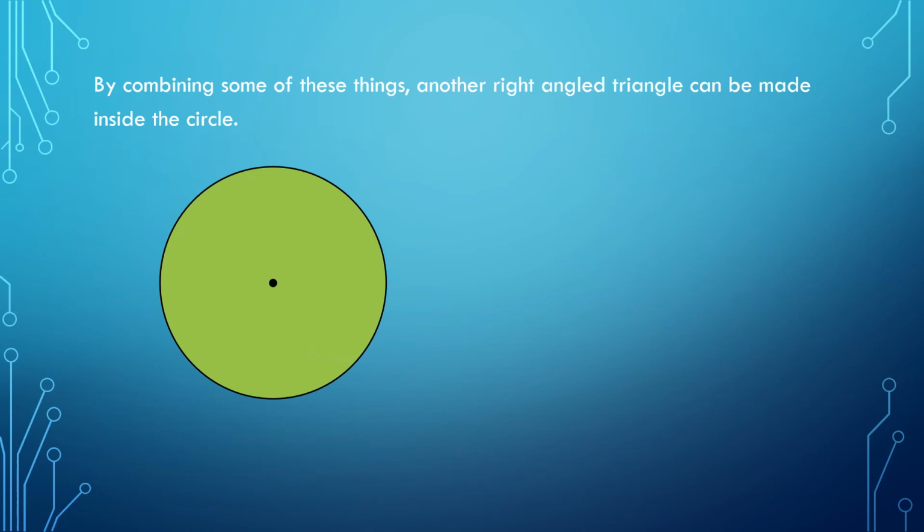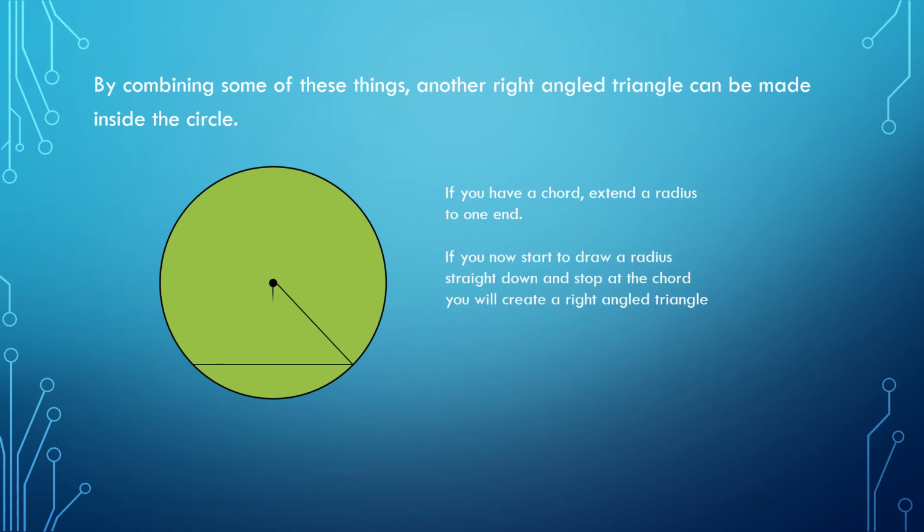Okay, so by combining some of these things, we can make another right angle triangle in the circle. If we've got a circle and we've got our center marked on it clearly, we can draw on a chord. What we can do is extend the radius from the center down to one end of it. And if we draw another line from the center straight down to the chord, it creates a right angle where they meet. As a result, we've created a right angle triangle.